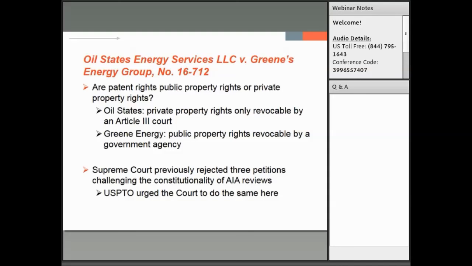Given the Supreme Court's previous decision to pass on hearing it, I think it's unlikely that this spells any kind of doom for the future of post-grant proceedings, but it's still important to keep it in mind should you choose to file a petition at the PTAB or as a patent owner if you should get pulled into a post-grant proceeding. The Supreme Court will likely hear arguments on this case this winter and issue a decision in June 2018.